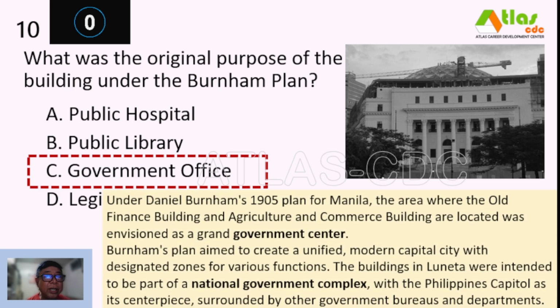So under Daniel Burnham's 1905 plan for Manila, the area where the old finance building and agriculture and commerce building, this is the agriculture commerce building, are located was envisioned as a grand government center. Burnham's plan aimed to create a unified modern capital city with designated zones for various functions. The buildings in Luneta were intended to be part of a national government complex with the Philippines capital as its centerpiece, surrounded by other government bureaus and departments.